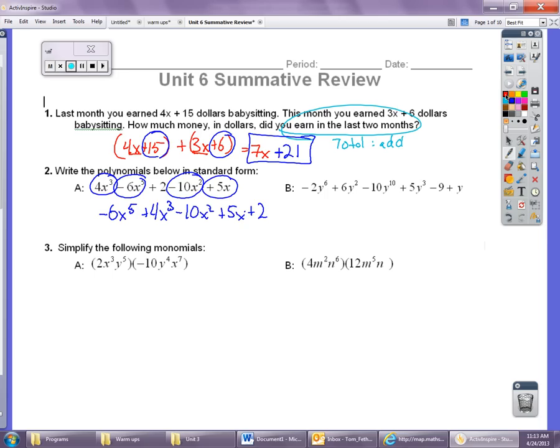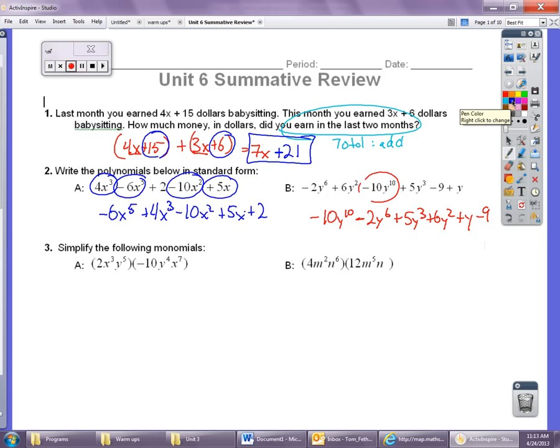Then when we look at letter B, same thing. Highest exponent, which is y to the 10th, y to the 6th, y to the 3rd, y squared plus y minus 9. Highest exponent to the smallest exponent.